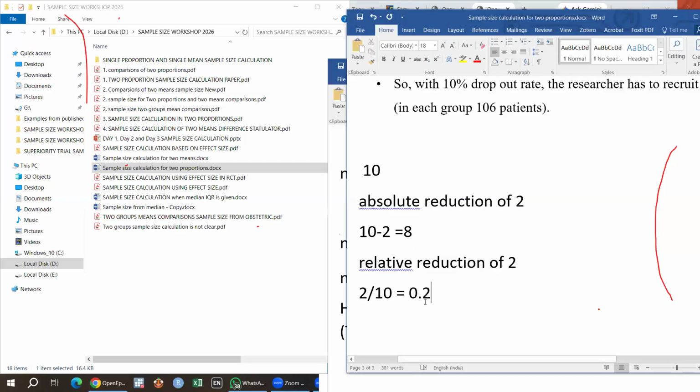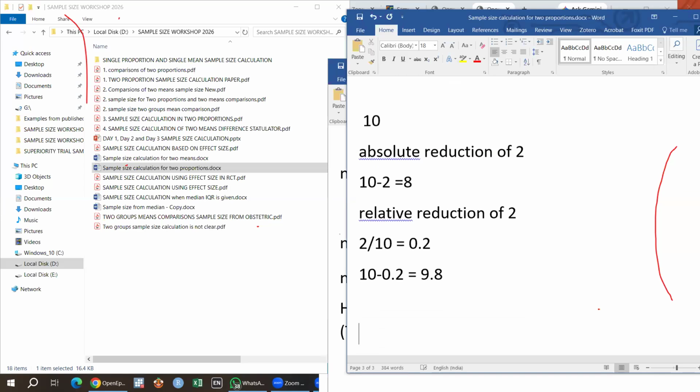Absolute reduction, and then we have a relative reduction of 2, and this is a relative reduction of 2 out of 10. Please remember this. So the answer will be 10 minus 0.2. This time it is not minus 2. This answer is 9.8. This is the meaning of relative reduction.